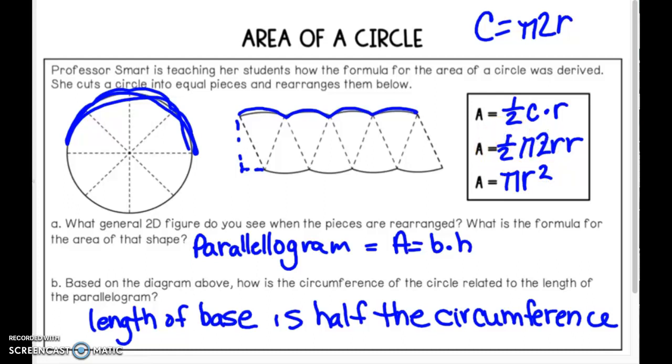So let me get another color. So this and this cancel out. R times r is the same as r squared, and pi is left. So here is our formula for the area of a circle.